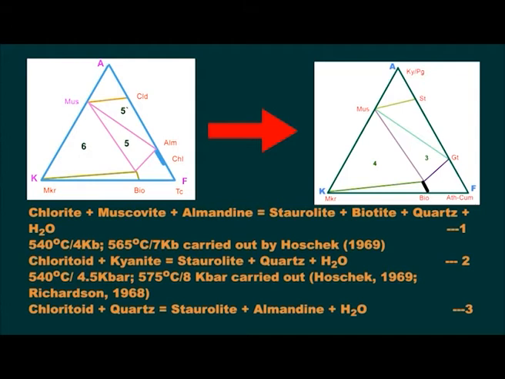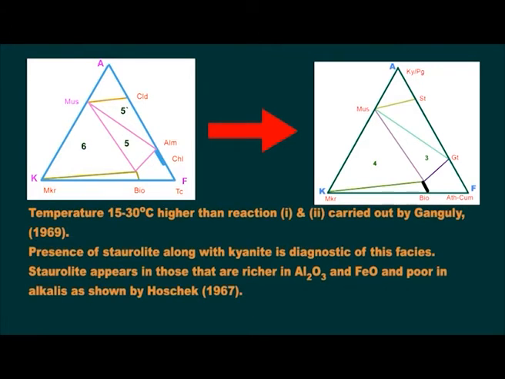Richardson 1968, chloritoid plus quartz give rise to staurolite, almandine garnet plus water. Reaction number 3, temperature 15 to 30 degree centigrade higher than reaction 1 and 2, carried out by Ganguly 1969. Presence of staurolite along with kyanite is diagnostic of this facies. Staurolite appears in those rocks that are richer in Al2O3 and FeO and poor in alkalis, as shown by Hoschek 1967.